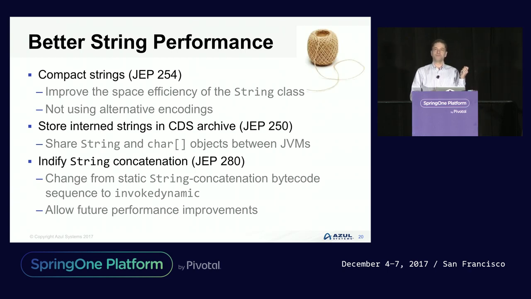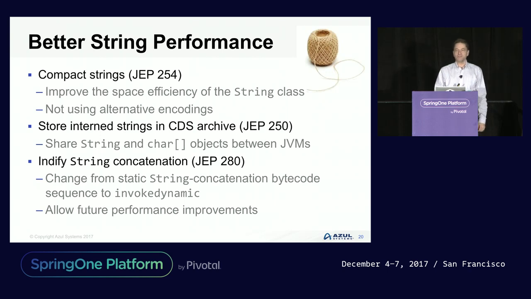The other thing to help with the amount of space that's used for strings is that strings can now be stored in the class data sharing archive. And that means that if you've got a number of JVMs all running, let's say, the same application, and they all have the same set of strings that they're processing, then you can put them all in the class data sharing archive, which is shared amongst those JVMs. One copy of the strings rather than multiple copies of the strings, reducing the load on the memory of your system.